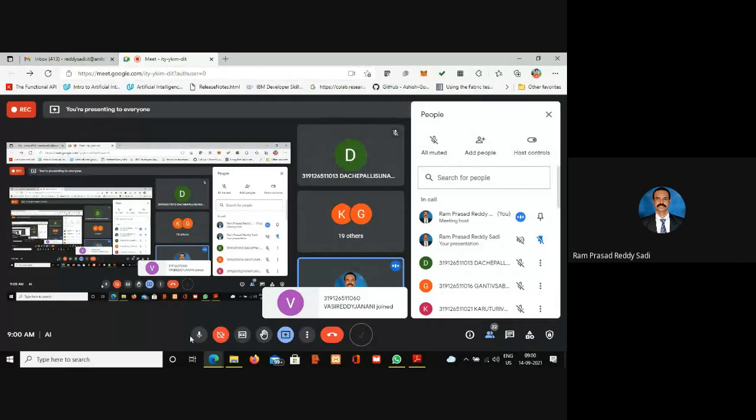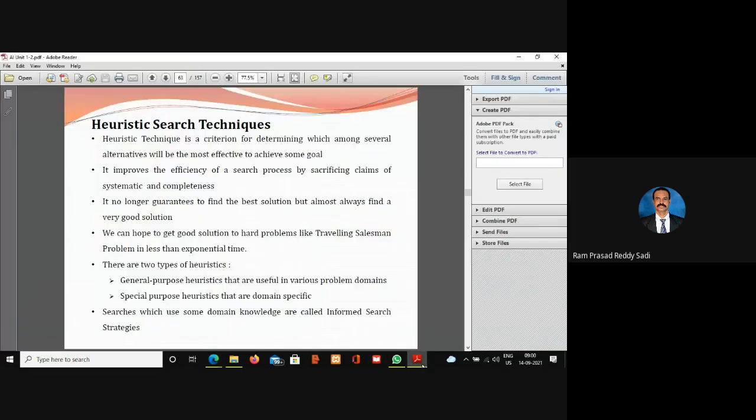In that context, this is better than the previous approach because this follows a certain strategy. So it is going to improve the efficiency of the search. It will not consider factors such as a systematic approach and completeness, but it definitely finds a solution. It might not find the best solution, but whatever solution it gives you is a good solution.